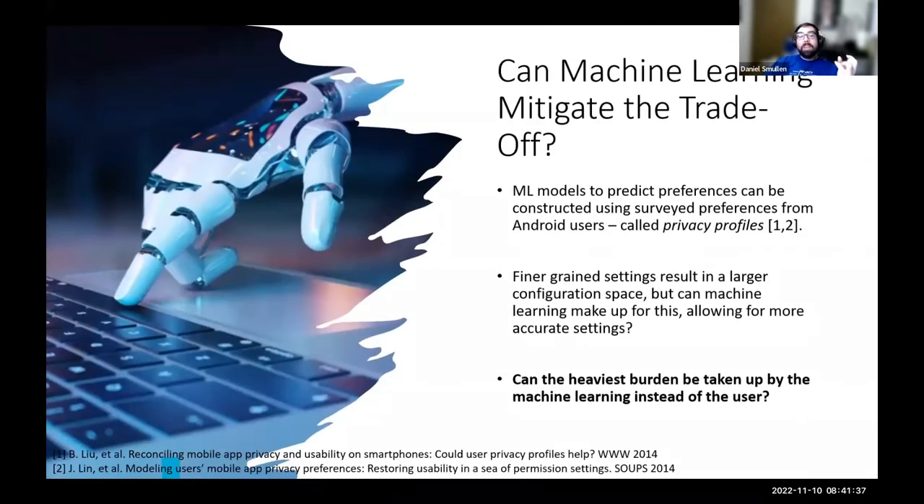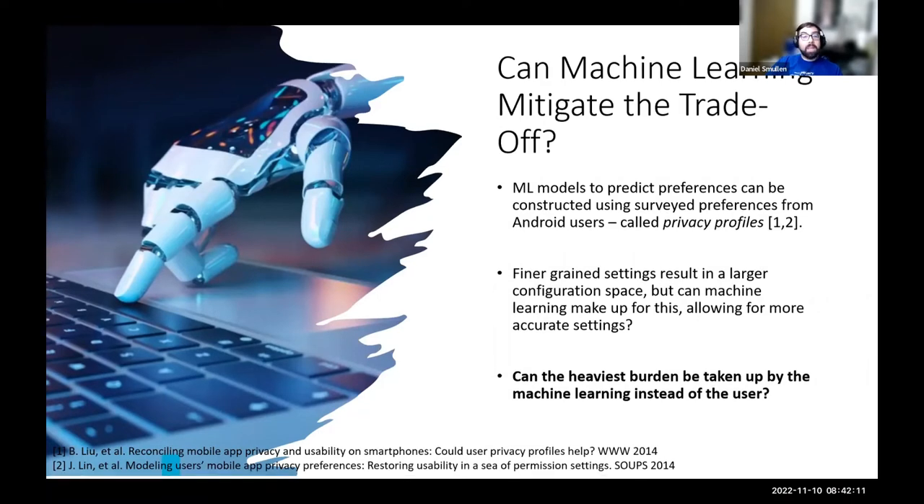So the question of interest in my research is, can machine learning help mitigate this trade-off? Can we give people more settings, but make it easier for them to get configured? And I think the answer is yes. We use machine learning models to predict preferences, and we can figure out what these preferences ought to be and make these predictions by surveying people at scale. The finer-grained settings make the configuration space bigger, but machine learning can make up for this. The heaviest burden can be taken up by the machine learning instead of just dumping it in the lap of the users and making them click everything.